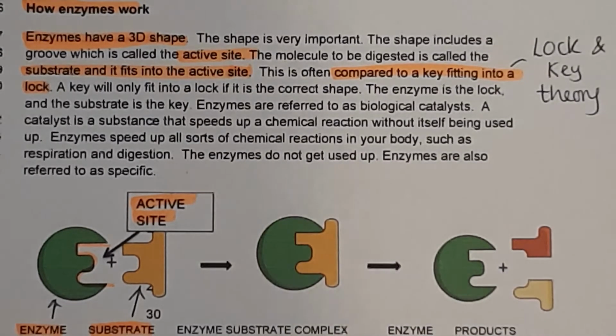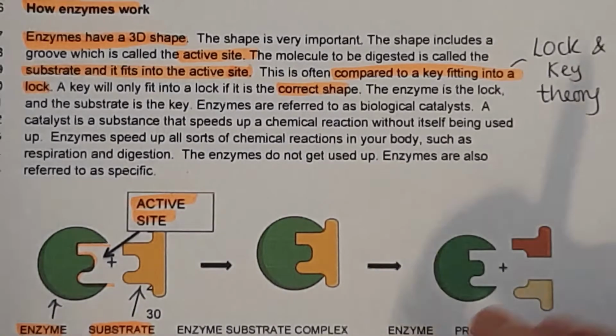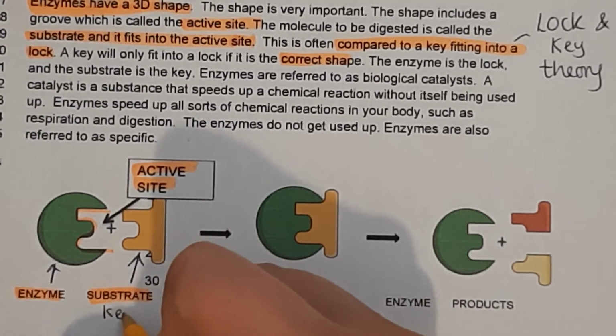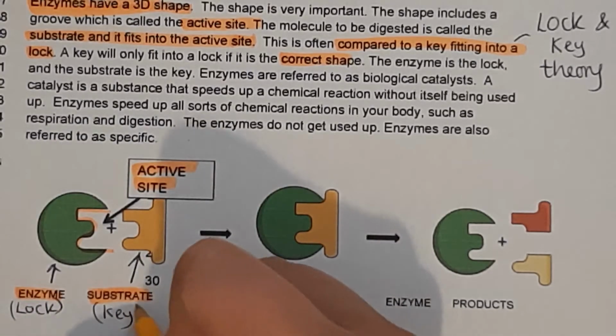So a key will only fit into a lock if it's the correct shape, and that's really important. So the substrate will only fit into the enzyme. So the substrate's the key, the lock is the enzyme. But let's annotate that. So the substrate is the key and the enzyme is the lock in this analogy.